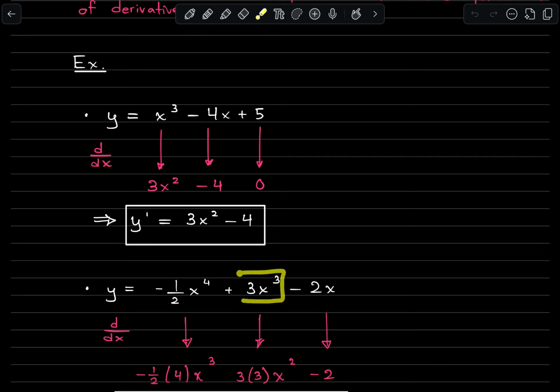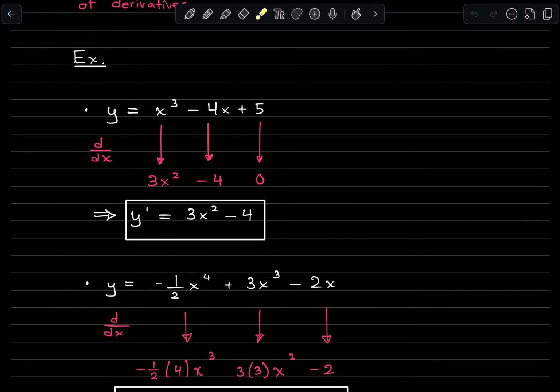Similar deal for the 3x cubed over here. This 3 is just going to sit aside for a second. The 3 as the exponent is going to come down and multiply as a coefficient. And from that 3 as an exponent, we're going to subtract 1. And that's going to give us 2 as an exponent. And for that very last term, negative 2x, well, again, x to the 1 is just 1. When we take a derivative of it, that constant multiple just stays. Okay, so it's just negative 2 times 1.